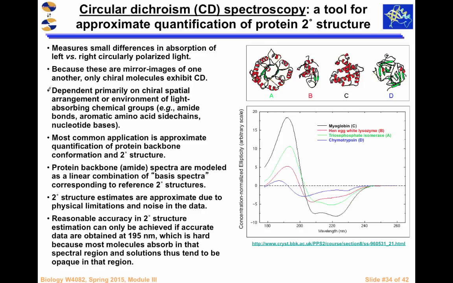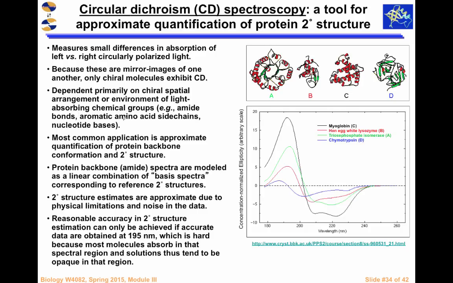It is dependent primarily on the chiral spatial arrangement or environment of light-absorbing chemical groups. So to have CD, you have to absorb light. To absorb light, as we'll talk about in a few minutes, you need to have a change in dipole moment going from the ground state to the excited state. The things that we look at in CD are amide bonds. Most applications are looking at amide bonds. That's what's shown over here, which I'll talk about in a moment.